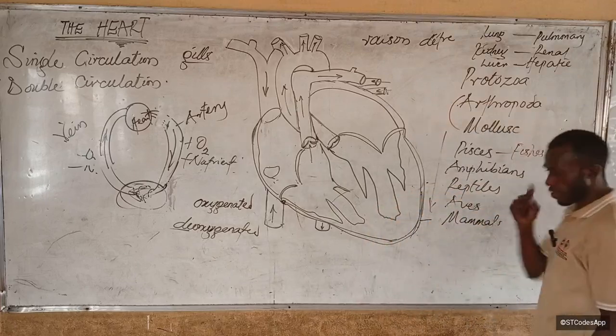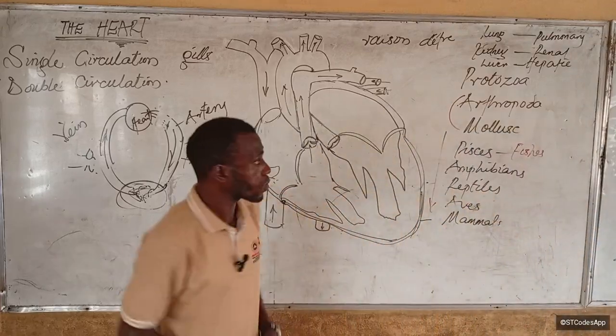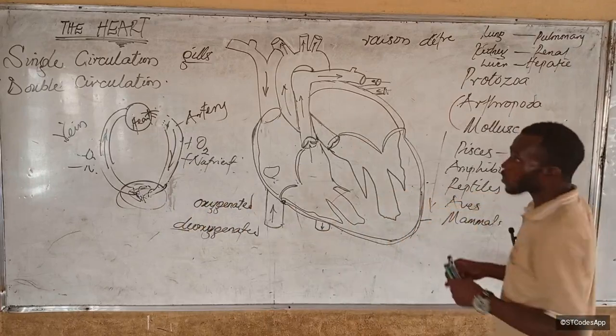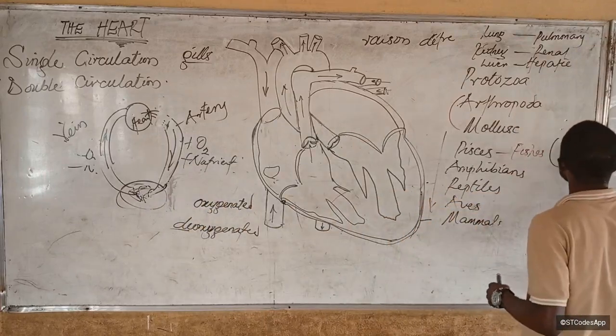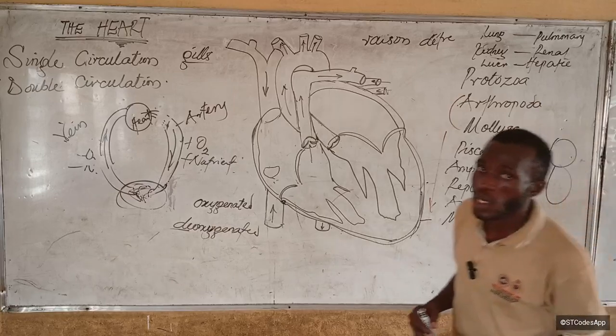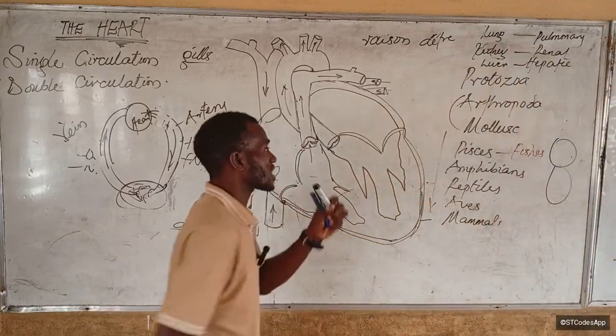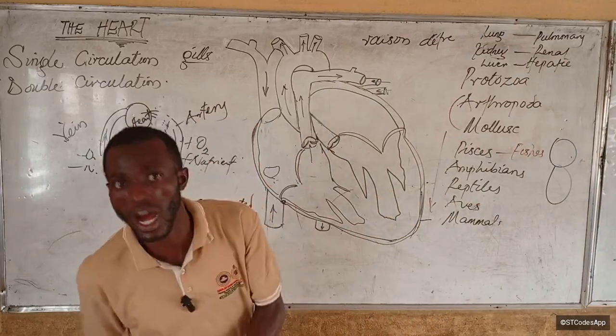The amphibians. Now, you see, that is why in the heart of the fish, there are only two chambers. There are only what? Two chambers. Their heart is a two-chambered heart.